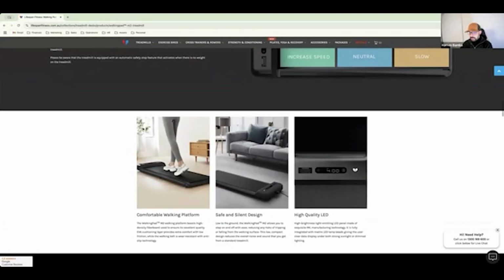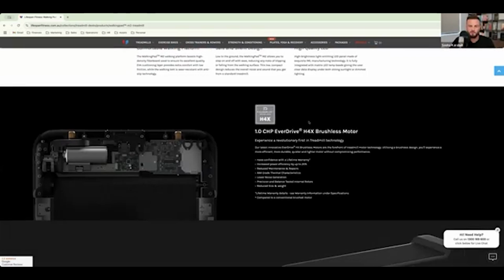And so as you continue down, we've got the walking platform, the safe and silent. And then we've got this breakdown of the chip and the brushless motor. I don't even know what the chip means or the brushless motor, but you look at this and all of a sudden you're like, wow, I feel intelligent purchasing this product now, right?